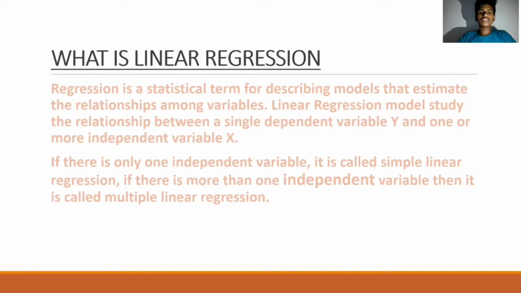Regression is a statistical term for describing the models that estimate the relationship among the variables. Linear regression models study the relationship between a single dependent variable y and one or more independent variables x. If there is only one independent variable, it is called simple linear regression. If there is more than one independent variable, then it is called multiple linear regression.